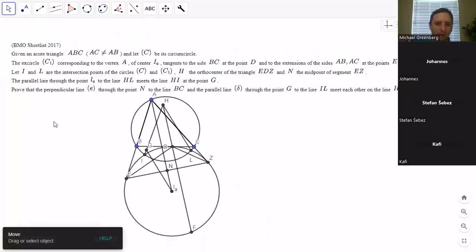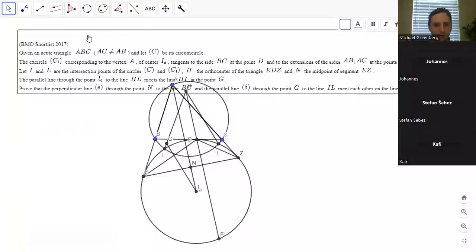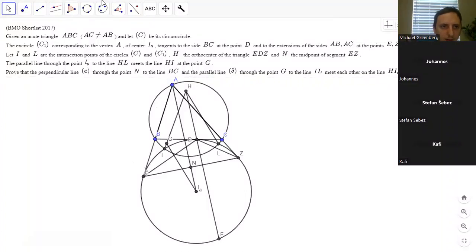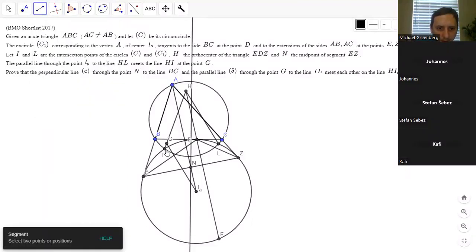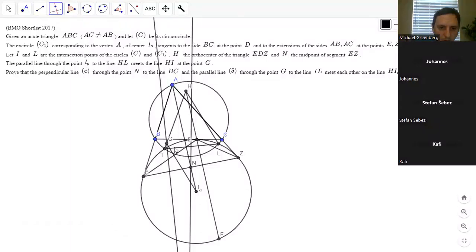Okay. And we want to show that the perpendicular line through N to BC and the parallel line through G to IL. This is very random. Perpendicular through G to IL meet on the line HIA. Wow, it doesn't look right. Through G to IL. So yeah, something is off here.